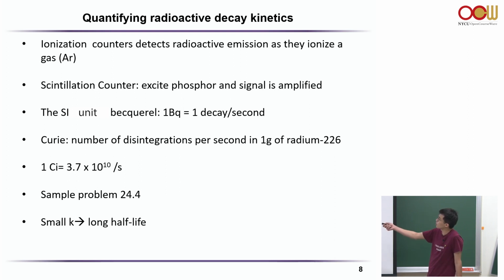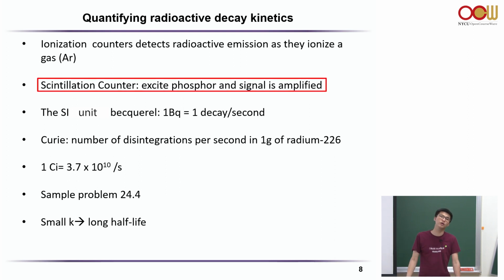And then there is also something called a scintillation counter. The phosphors, which could be organic or inorganic compounds, when they absorb this energy, will undergo a complicated energy conversion process and later re-emit it as a different wavelength, a lower energy photon. You can get that signal and amplify it with your electronic circuit.